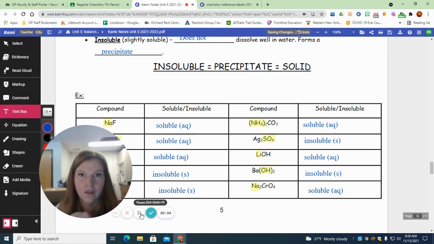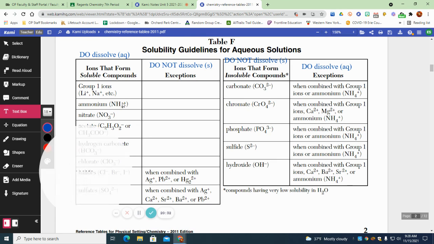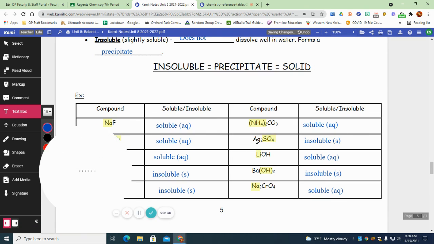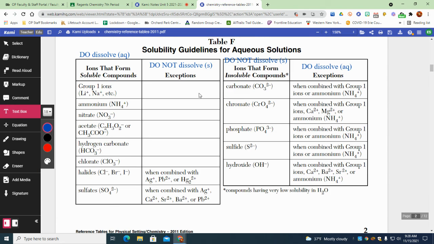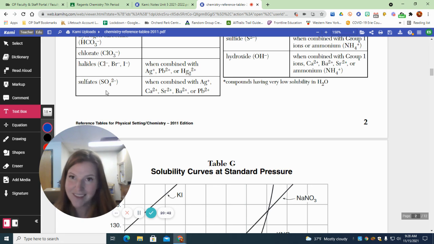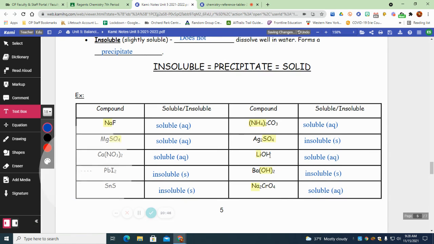All right, guys, so here they are, (NH4)2CO3. Anything with NH4 is always soluble, no exceptions. Here it is, ammonium, soluble, no exceptions. So soluble. Ag2SO4, well, SO4 down here, typically is soluble, except when it's with Ag, so that made it a solid.